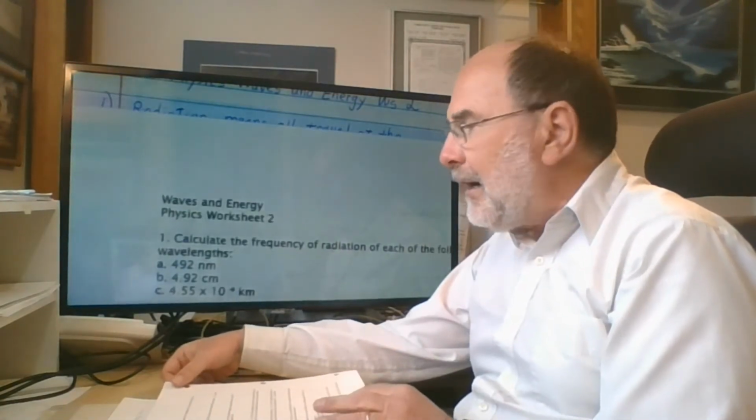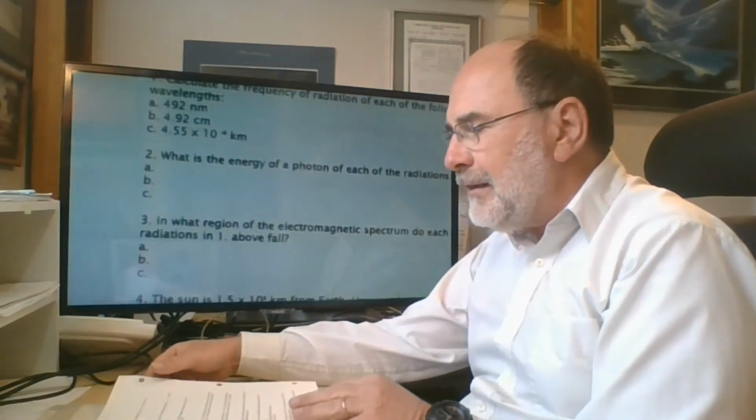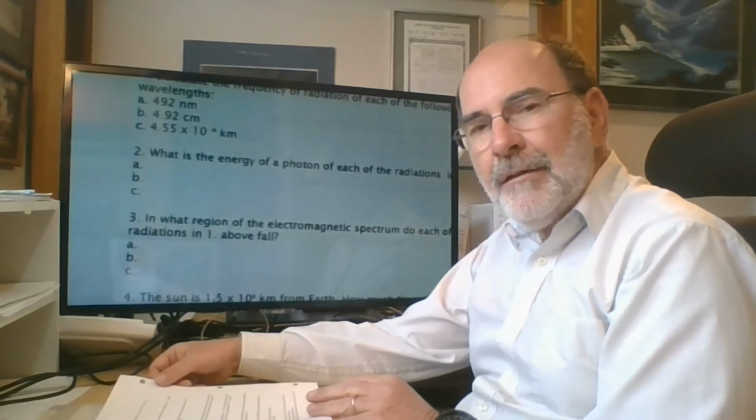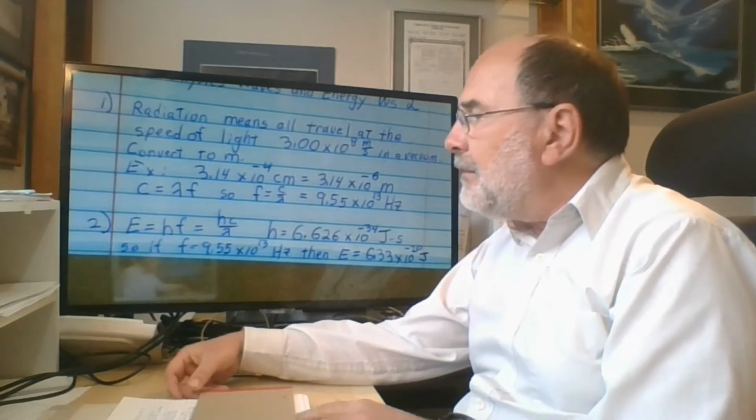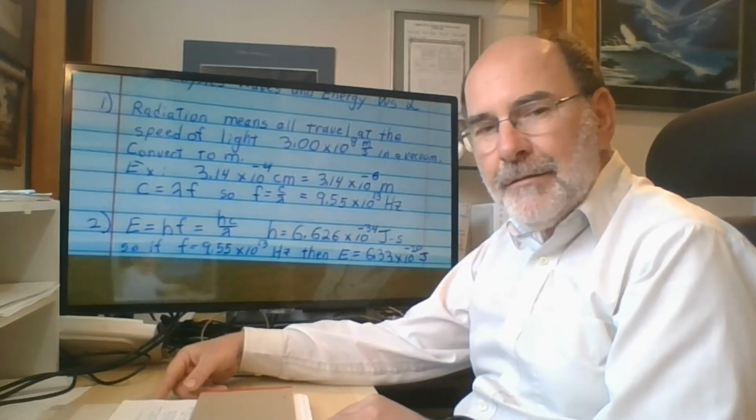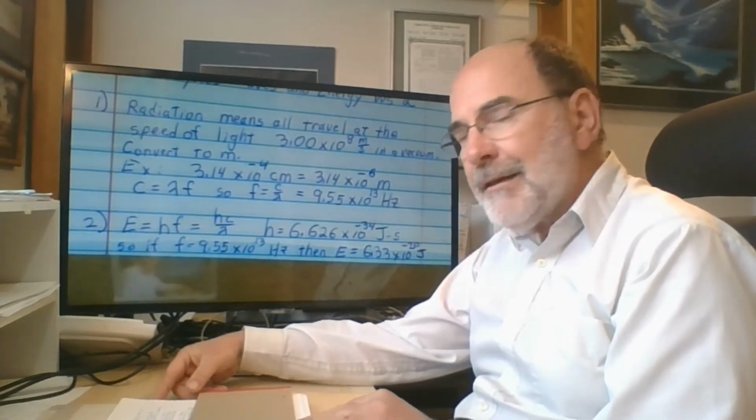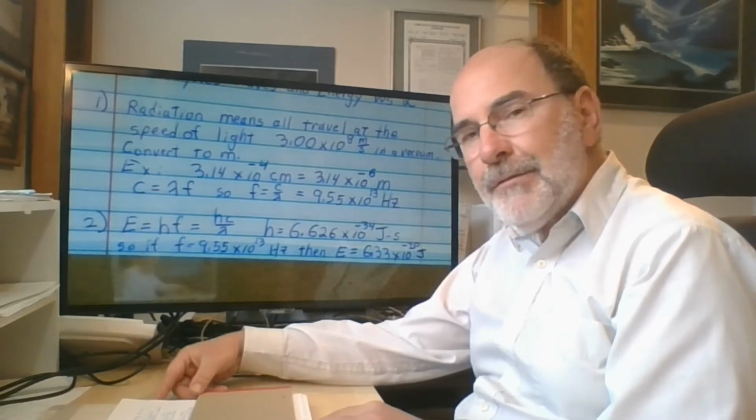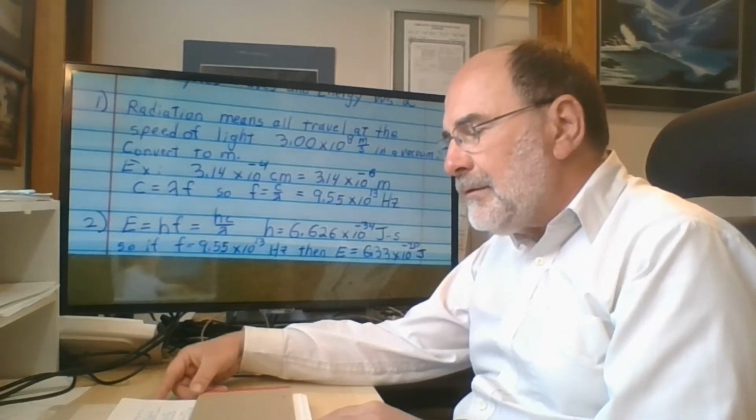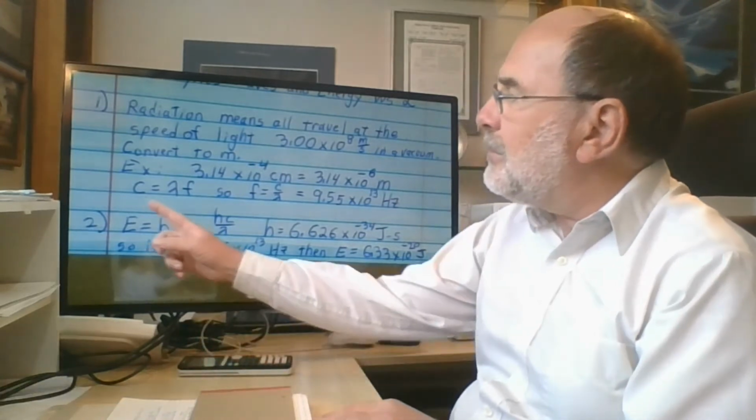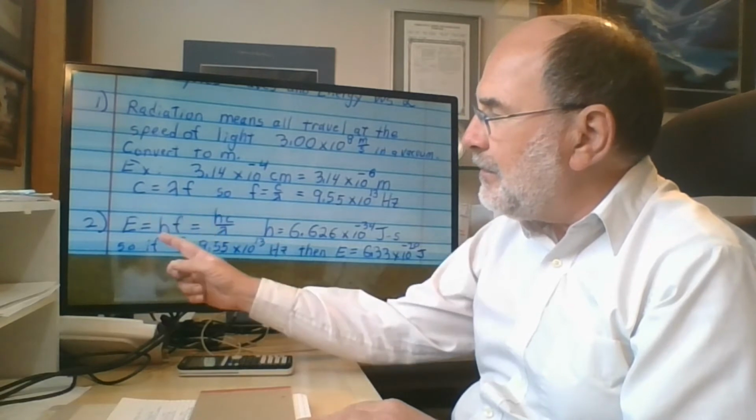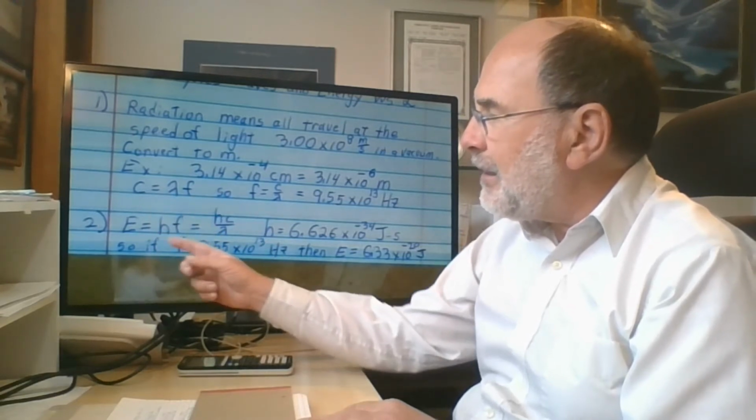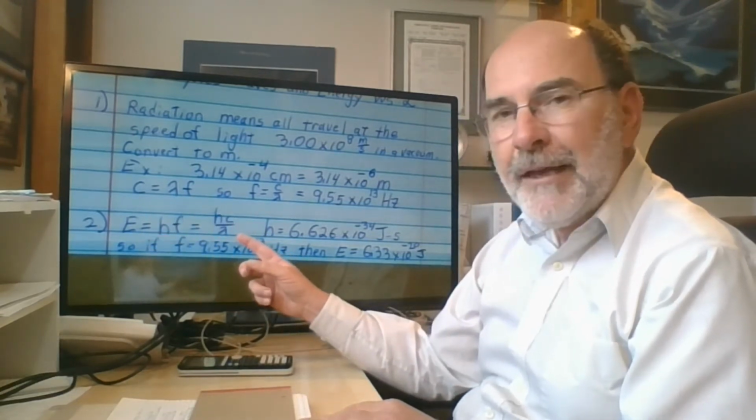Problem 2 says, great, now that you've done those calculations, how much energy is involved in each one of those 3 questions? Well, energy is given by Planck's formula. The energy of a single photon of light is equal to the product of Planck's constant times the frequency. Or, since the speed of light is equal to wavelength times frequency, you could substitute for frequency into Planck's equation and say energy is equal to hc over lambda.